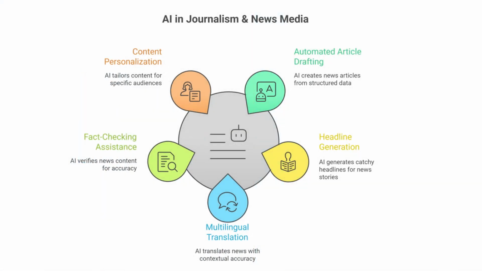Generative AI supports journalism by drafting articles, summarizing events, and translating news into multiple languages. It helps journalists manage large volumes of information quickly. Media organizations use it to deliver timely and personalized news content.